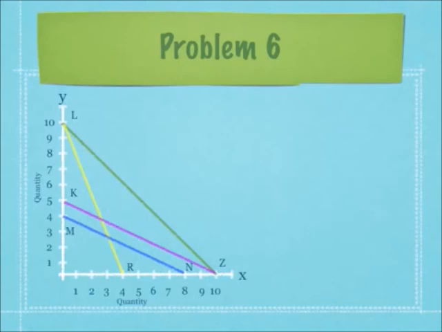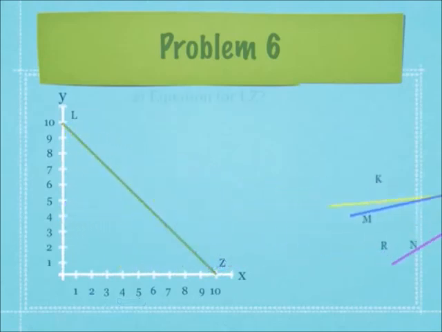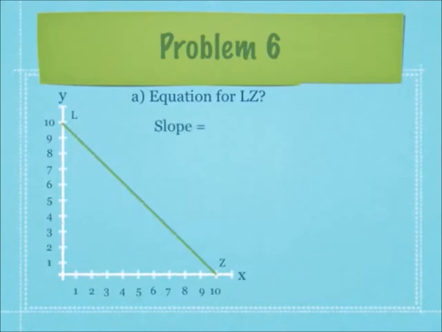So first, let's look at problem 6, number A. They're talking about line LZ. To help you isolate it, what I'm going to do is get rid of all those other lines for a second. So what's the equation for LZ? First, we have to figure out the slope, and that is equal to negative 10 over 10, because it slopes downward, which is equal to negative 1. So the equation becomes y is equal to 10 minus 1x. So where's this other 10 come from? When x is 0, y is 10.